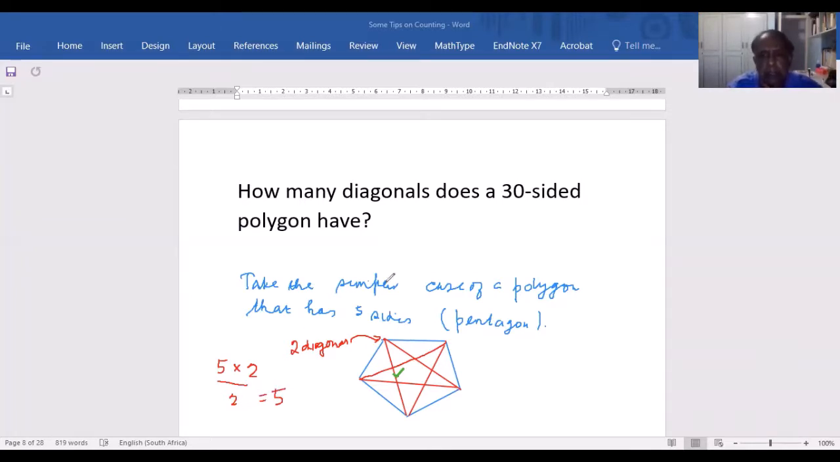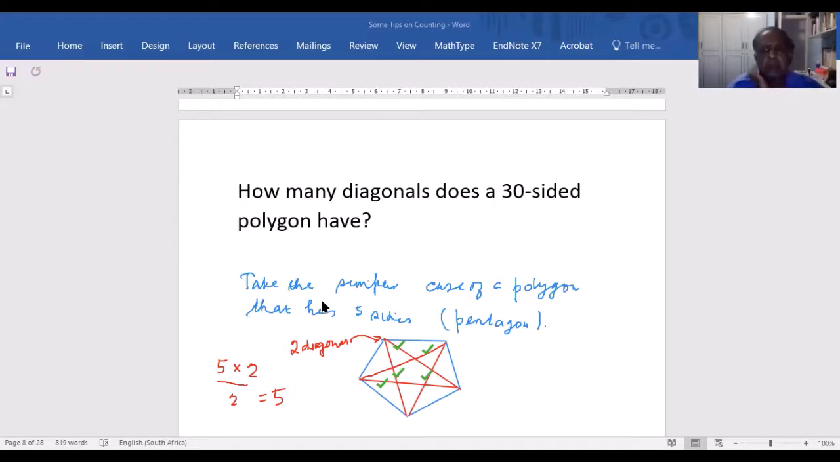And you can see what the diagonals are. You can put a diagonal here, and a diagonal there, and here, and here. And I think that takes care of all the 5 diagonals. Maybe I didn't do this right, so let's just get this again. The diagonal we're counting is this one here. That one. Okay, so that gives you your 5 diagonals. So we landed up with 5 times 2 divided by 2.